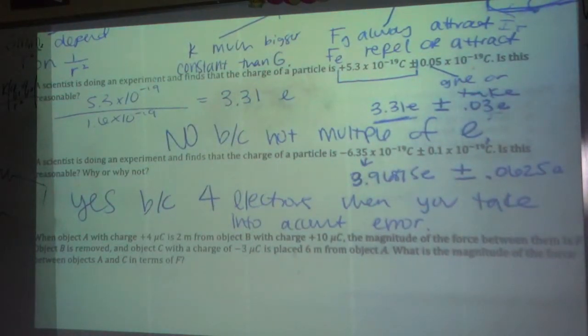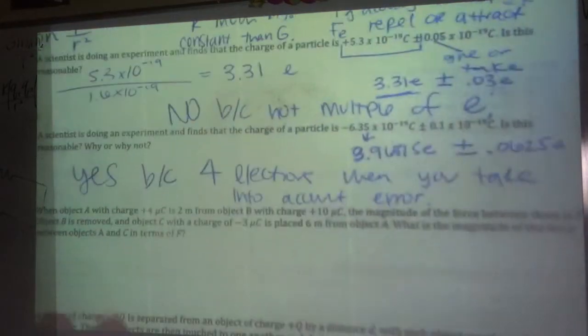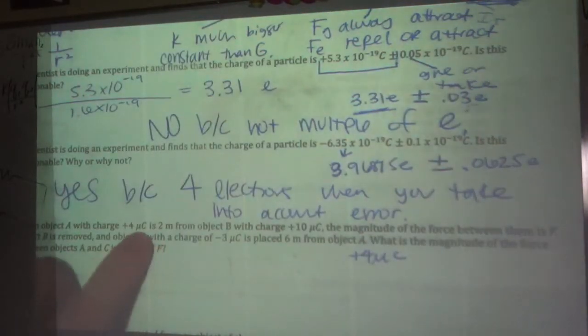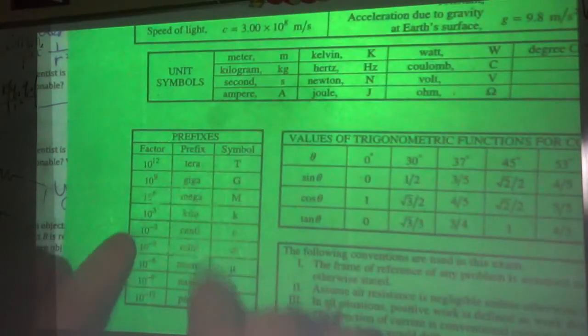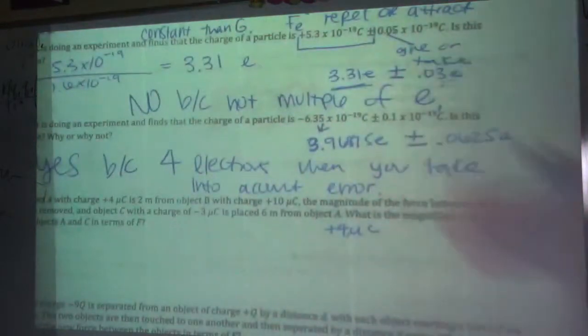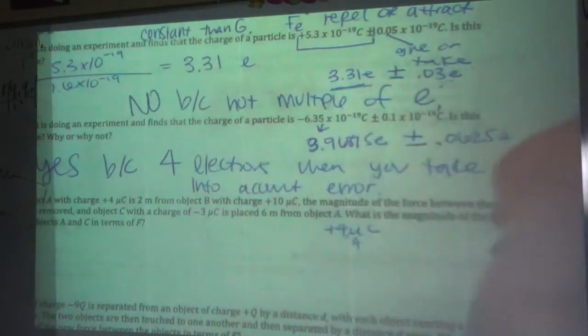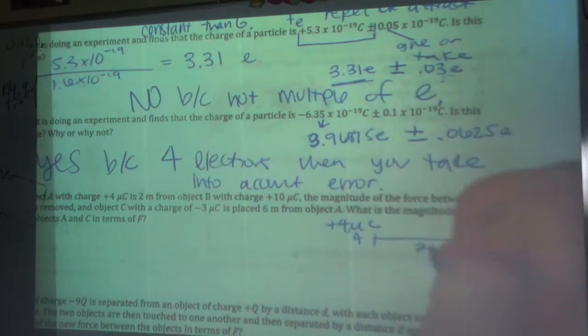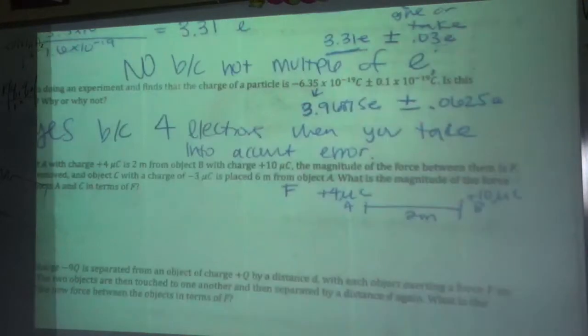All right, number 4. Object A has a charge of positive 4 microcoulombs. The micro, this little mu, doesn't stand for coefficient of friction. It is its own prefix, the same way you have centi and milli, you can have micro, which is 10 to the negative 6. Just letting you know what that is. So that's A, and then B is plus 10 microcoulombs, and they are a distance 2 meters apart, and they have a force F between them.